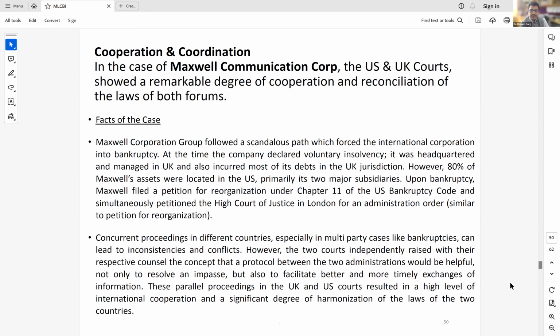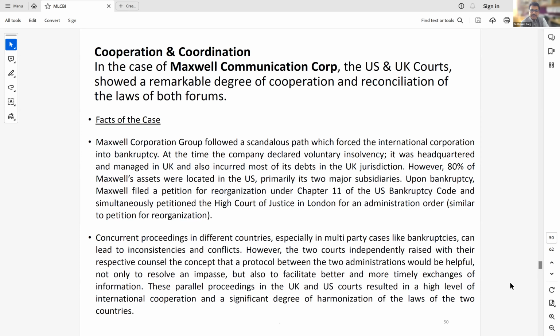At the time the company declared voluntary insolvency, it was headquartered and managed in the UK and also incurred most of its debts in the UK jurisdiction. However, 80% of Maxwell's assets were located in the US, primarily its two major subsidiaries. Upon bankruptcy, Maxwell filed a petition for reorganization under Chapter 11 of the US Bankruptcy Code and simultaneously petitioned the High Court of Justice in London for an administration order similar to a petition for reorganization.